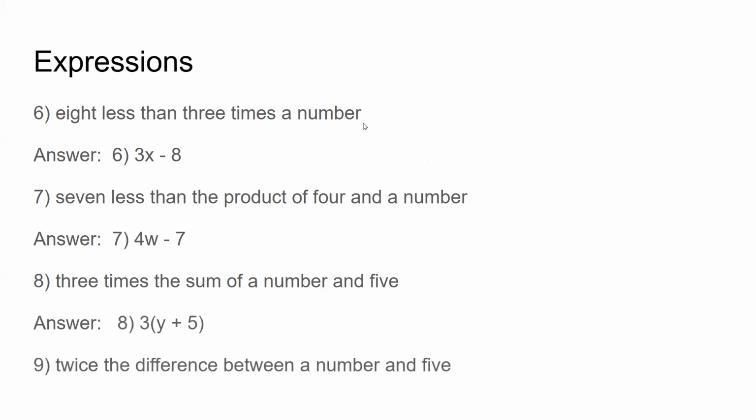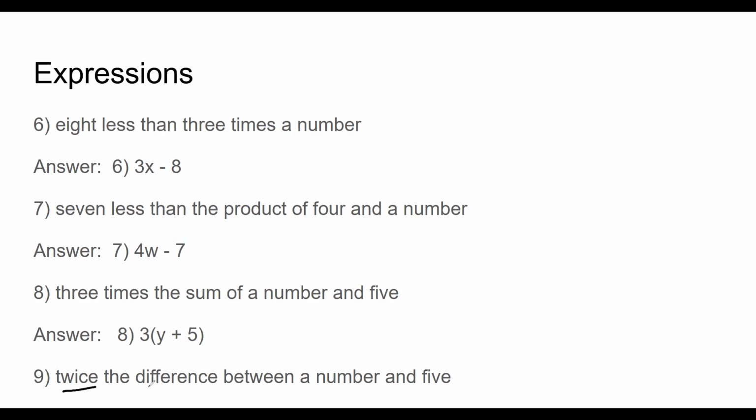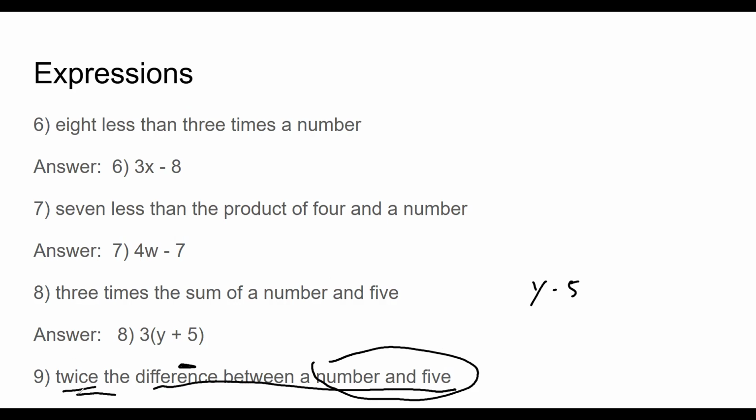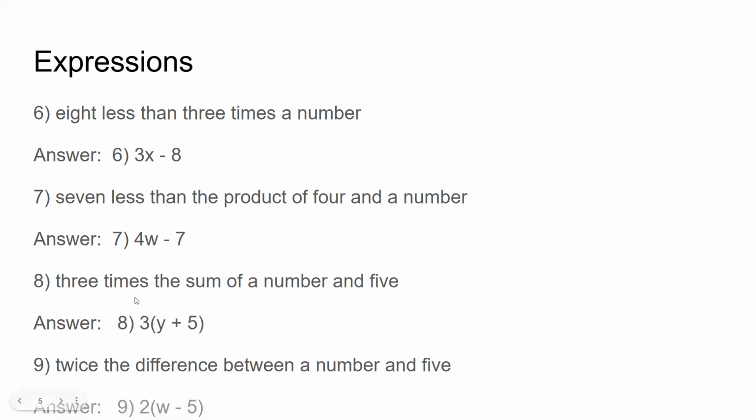Twice the difference between a number and 5. The difference between a number and 5, I want to do first. Difference is subtraction. So a number, I'm going to make it y minus 5, twice that. So it's just 2 times that. And that's all you do. And there it is. I use W on that.